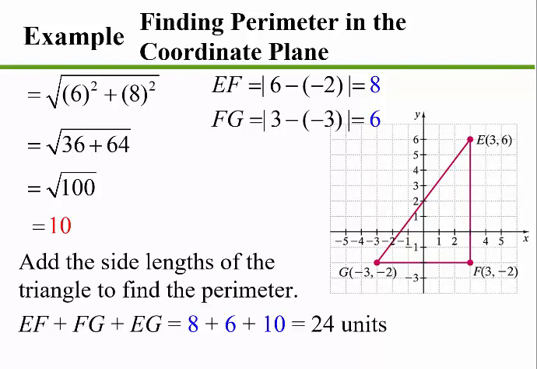So add the side lengths of the triangle to find the perimeter. If you add up all these sides, 8 plus 6 plus 10, the perimeter of this triangle is 24 units.